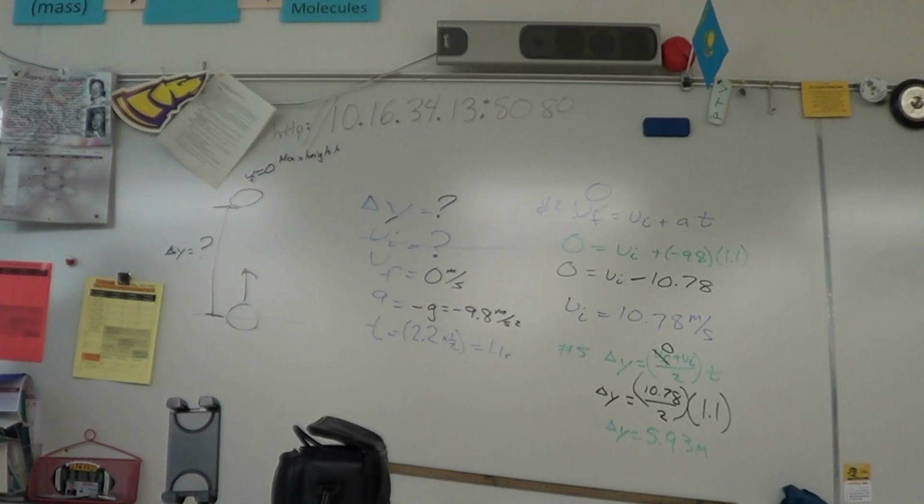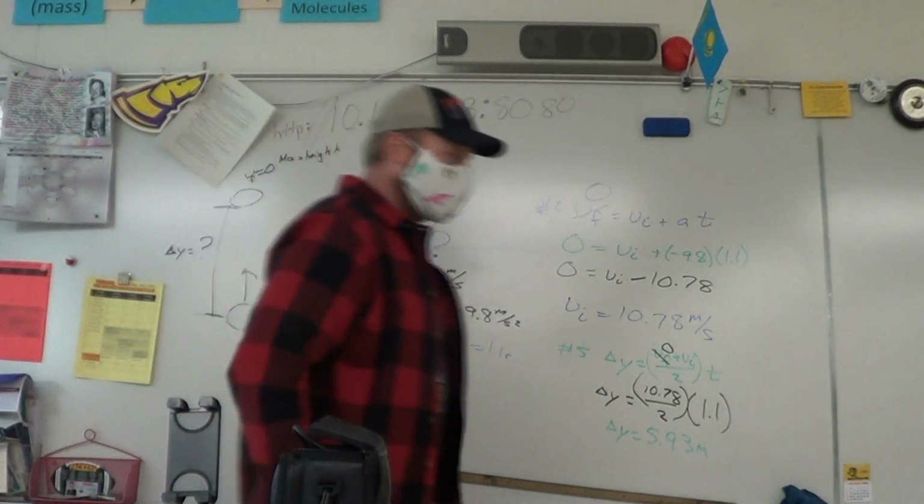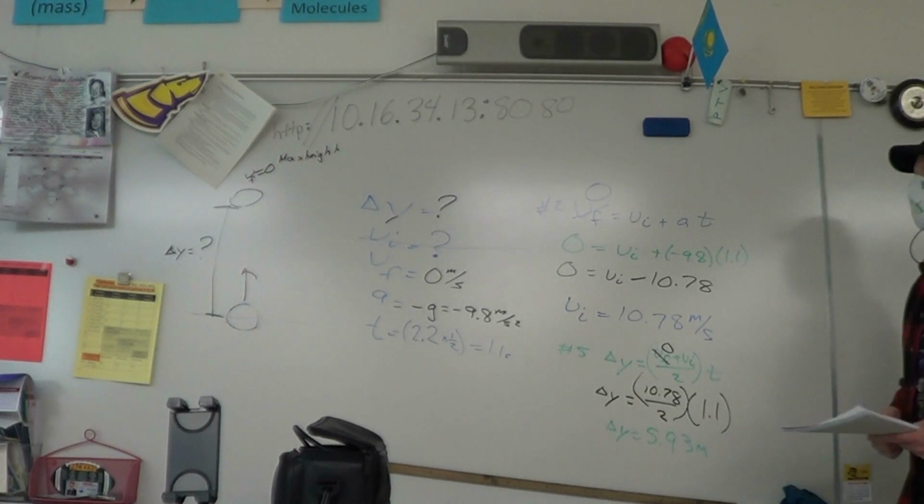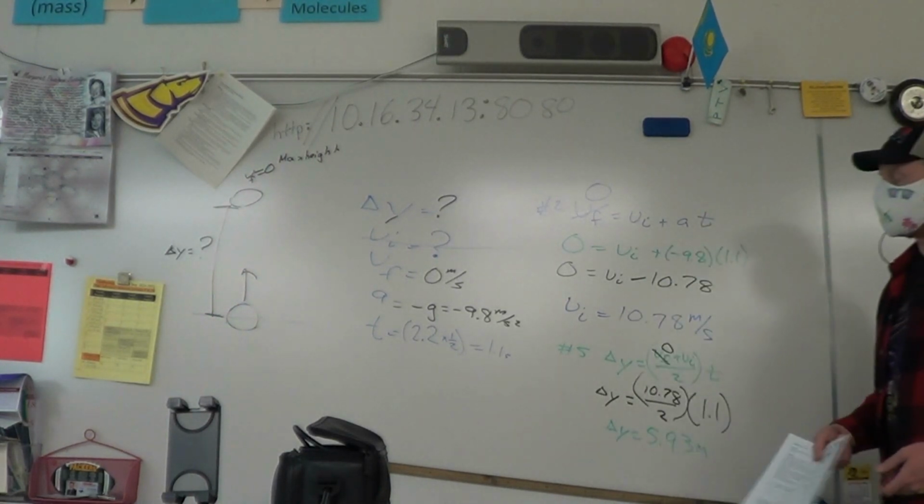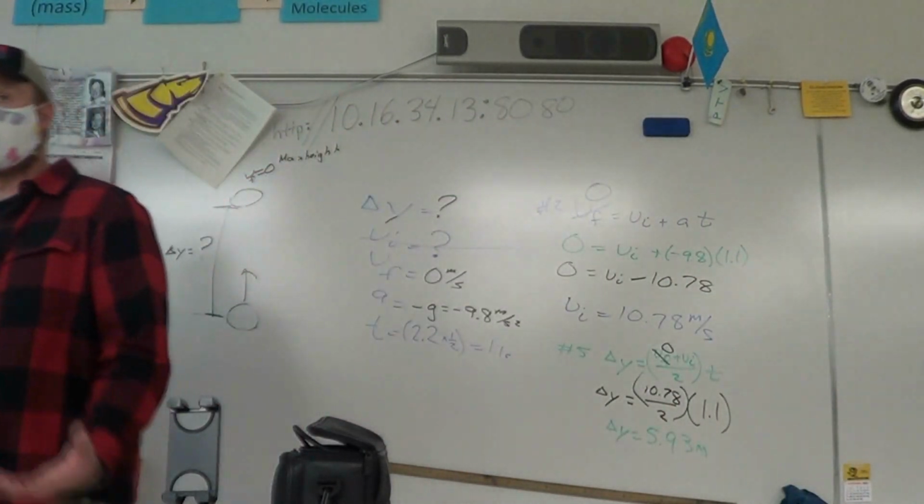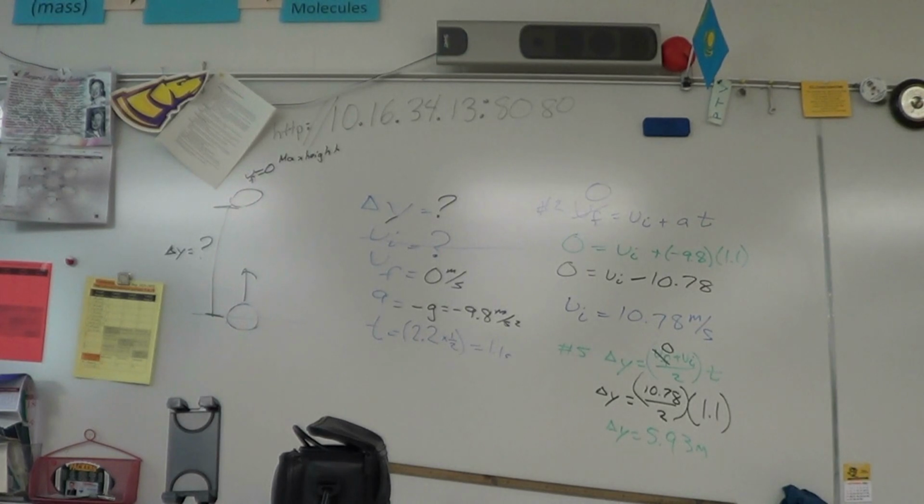So that is a max height problem. It's a problem that has no initial velocity given, and the way our Fab 5 equations are set up, they all have initial velocity. So in this particular problem, we had to solve for initial velocity first. It's not super common, but it is something that we could do.